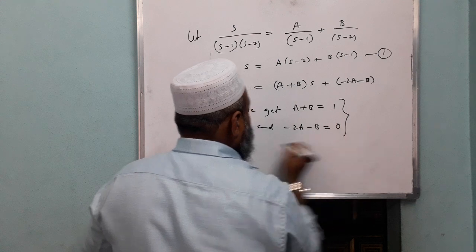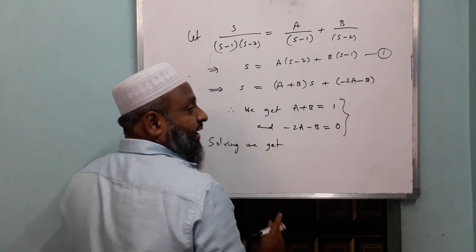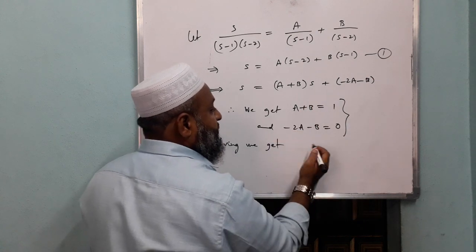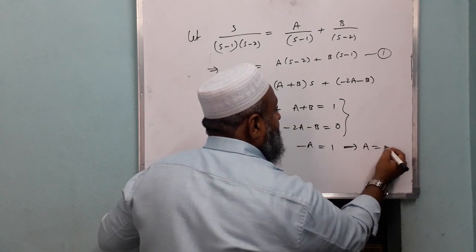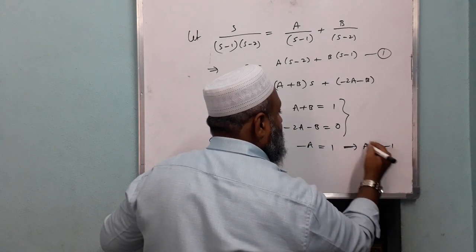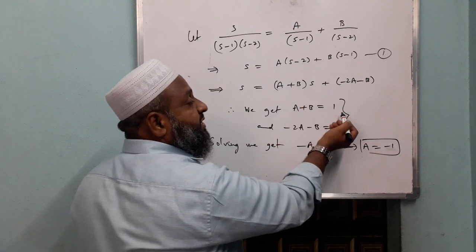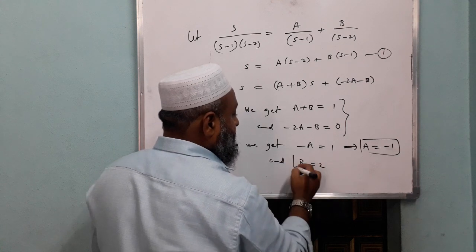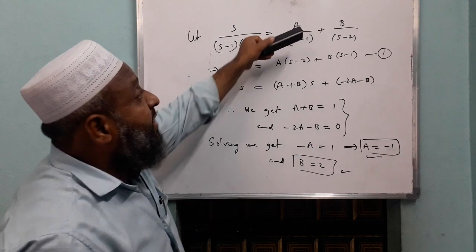Solving this, we get, if you add up these two, this b and minus b gets cancelled. a minus 2a is minus a is equal to 1, implies a is equal to minus 1. When a is minus 1, substituted here, that goes that side, b becomes 1 plus 1 and b is equal to 2. Once we are ready with a and b, we will substitute it back here.